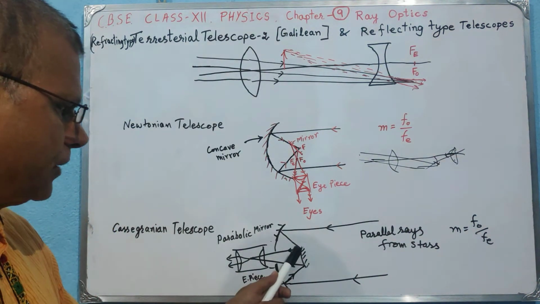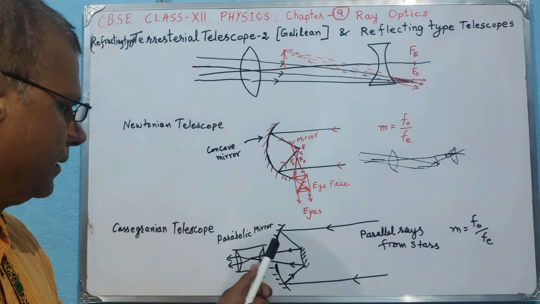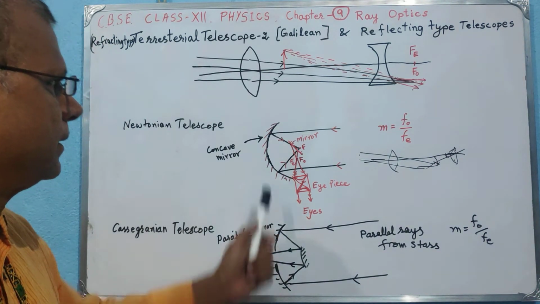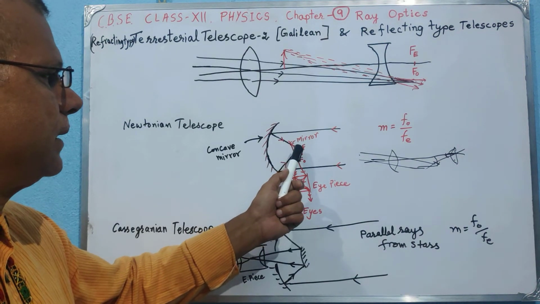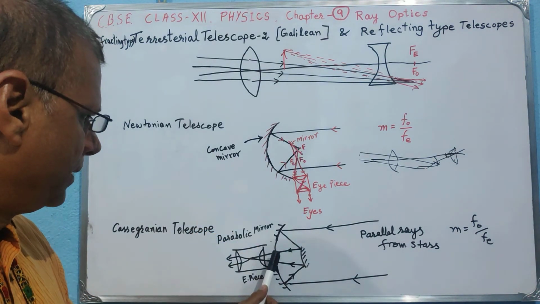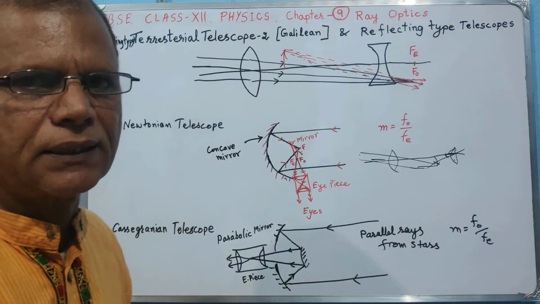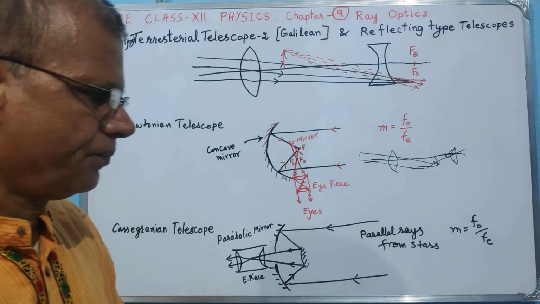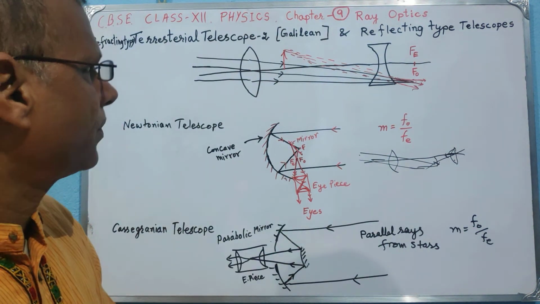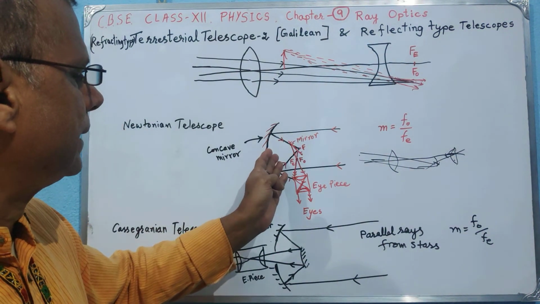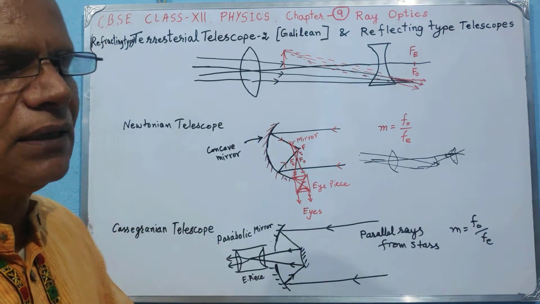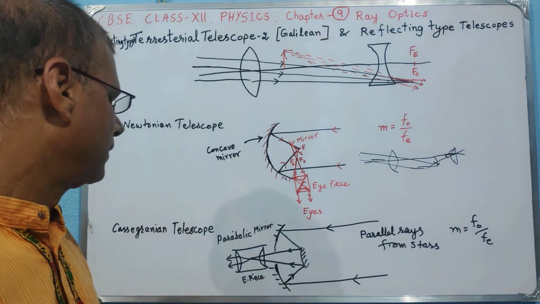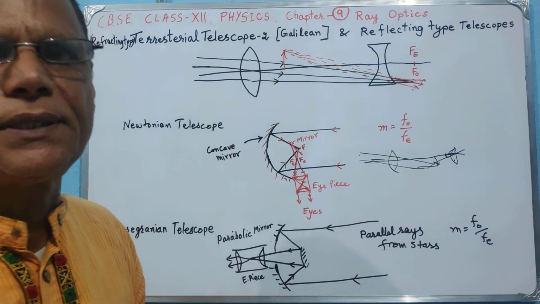Here the spherical aberration is also very much reduced, because he used a parabolic mirror. In the case of a concave mirror, this aberration is appreciable, but in the case of a parabolic mirror, this aberration is not there. So these are the benefits. Of course, the brightness and resolution, meaning clarity of image, is much greater in the reflecting type telescopes.